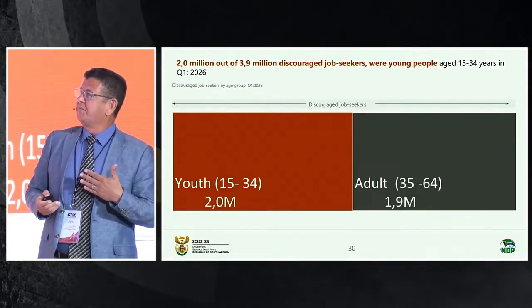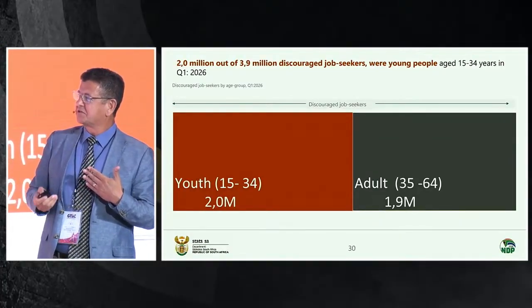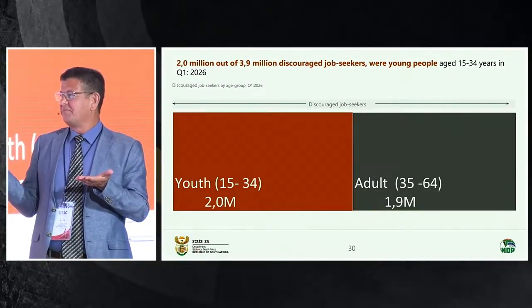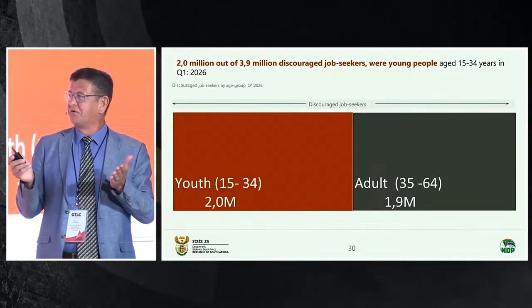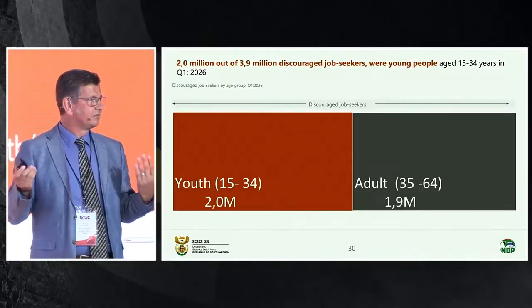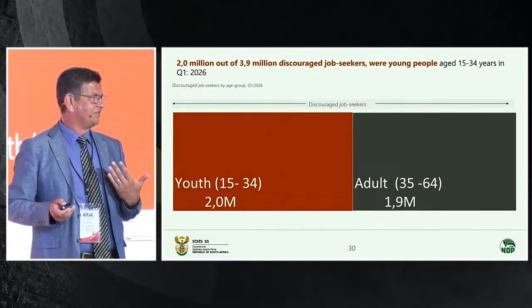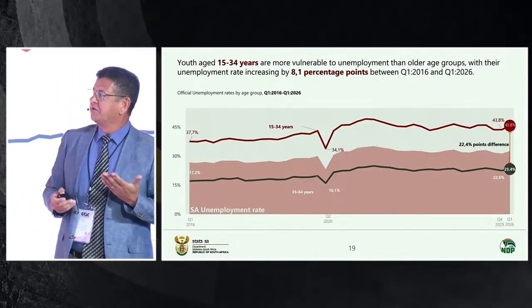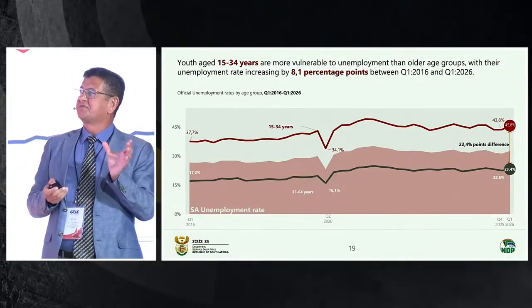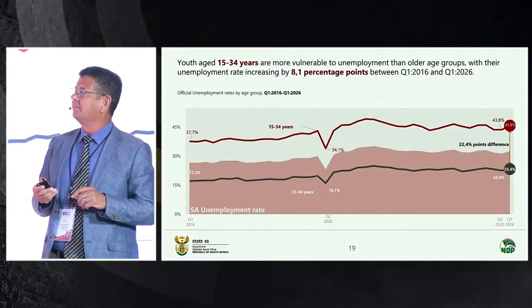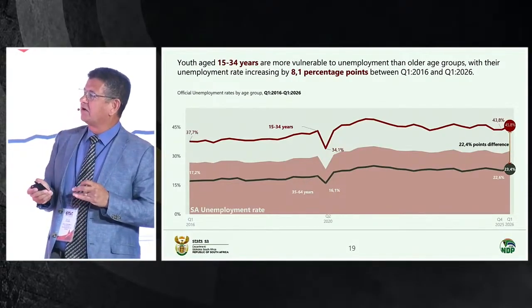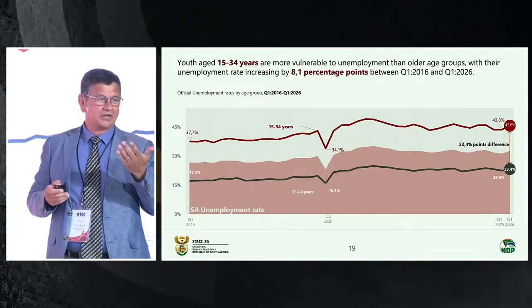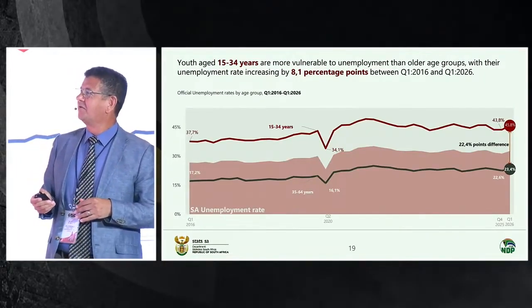Now 2 million out of the 3.9 were young people in the first quarter. If you take the youth, it's nearly the same number as the adults, but 15 to 34 compared to 35 to 64. So that also has a picture by itself if you start analyzing it that way. Again, focusing on the youth, the same slide as what we had previously, but this time just for the 15 to 34 year cohort, we can see that there's quite a large difference between the unemployment rates, whether you're older or whether you're part of the youth.